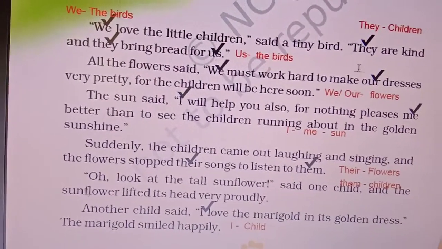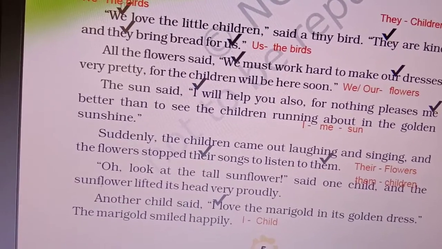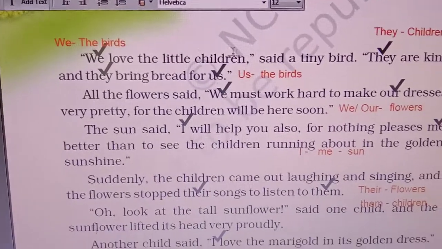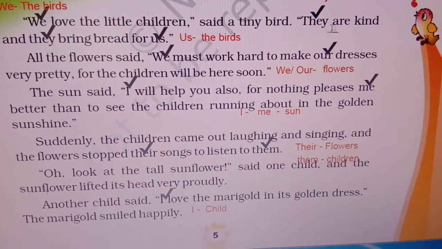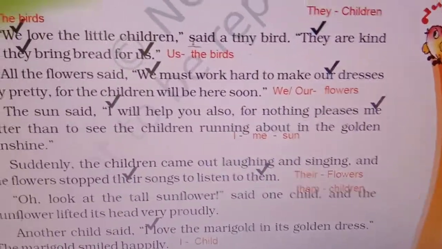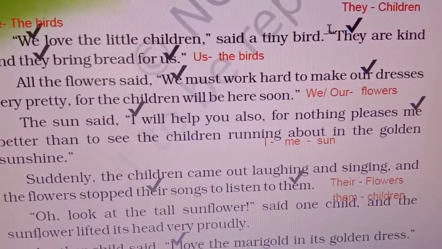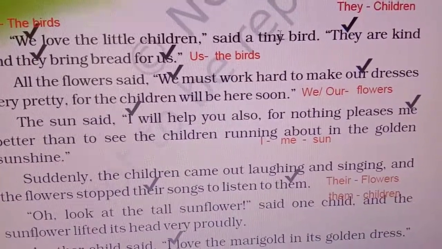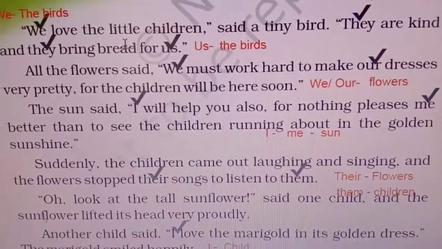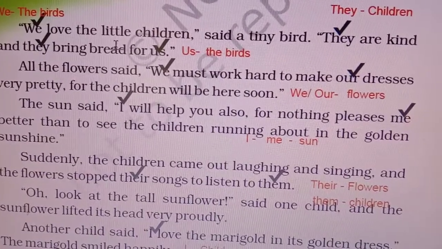Here you have to pick out pronouns. We love the little children. Here, "we" means the birds. The birds said, "Here said a tiny bird, they are what? They are very kind and they bring bread for us." That means the birds. One bird said that the lovely children loved to bring bread for them. That means us, the birds.